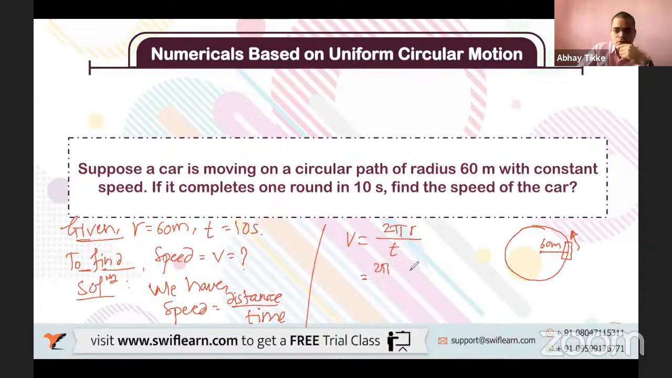All the values: 2 pi into r. How much is r? Radius 60. How much is the time? 10. Sorry, it is 6. That comes out to how much? 12 pi, right, meter per second.